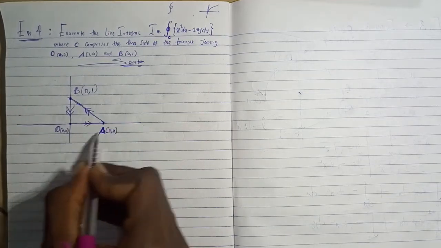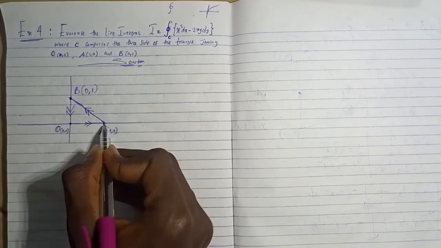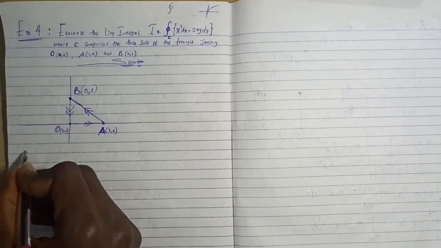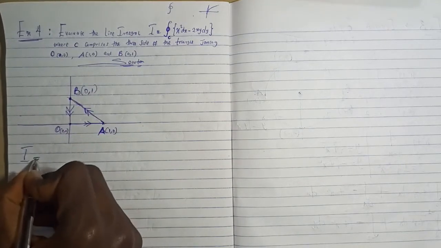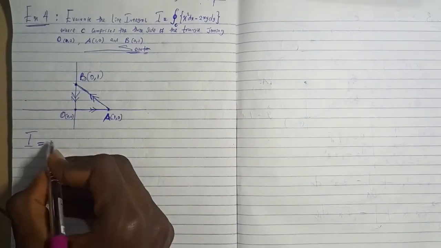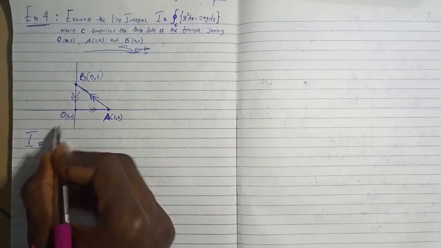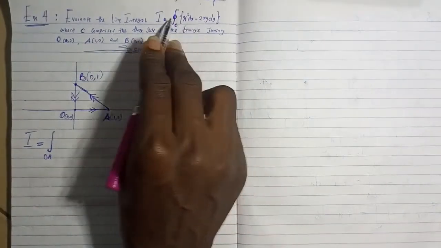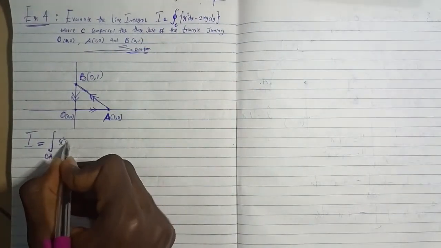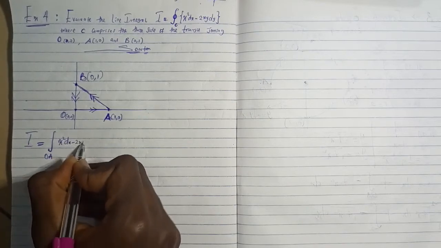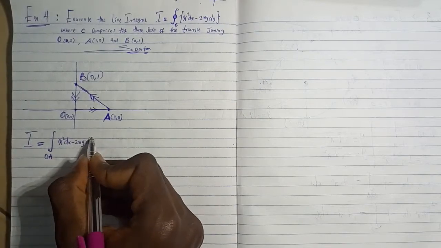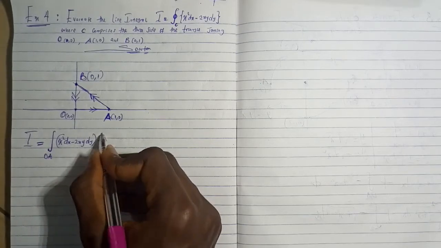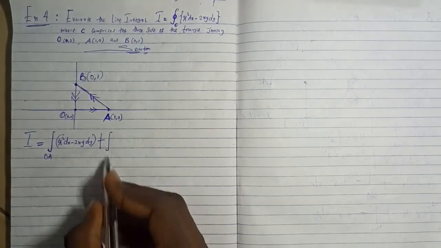So how many parts do I have to complete the journey? I have OA, I have AB, and I have BO. That means my final answer is the addition of those evaluations. I have to evaluate the line integral along OA of this expression I have here, x squared dx minus 2xy dy. I think that's all for that one. What's the next one? Plus, you add it with the next one.